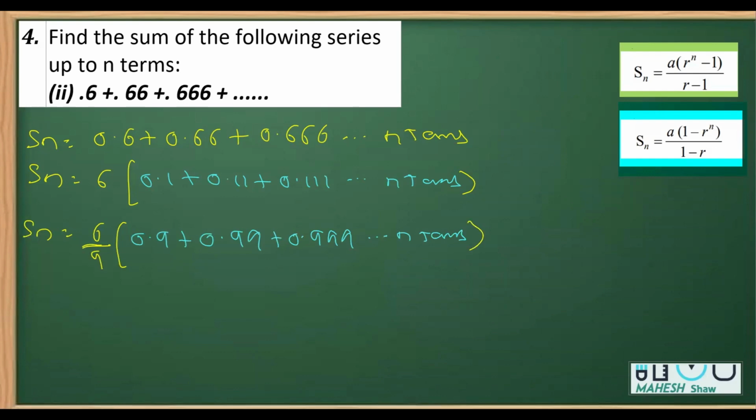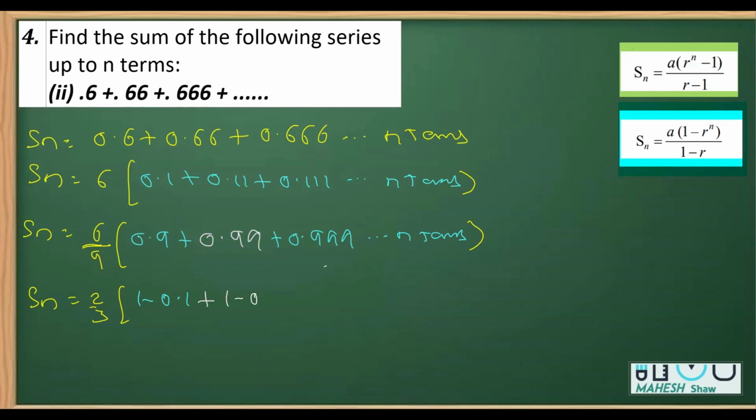Lastly, we are going to split the numbers inside. So Sn is equal to this. I can reduce it as 2 by 3. And I can write 0.9 as 1 minus 0.1, right? And let's understand this. If I split this 0.11, I can write this as what?